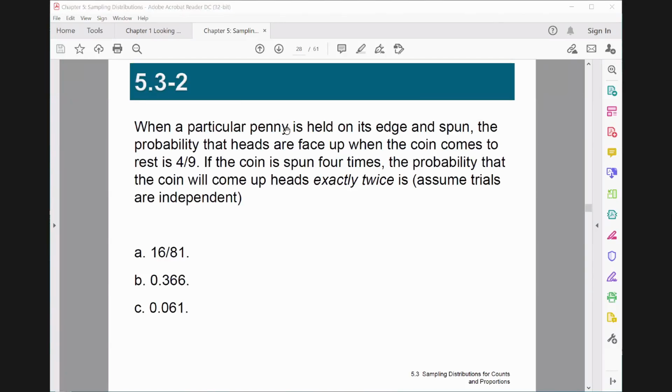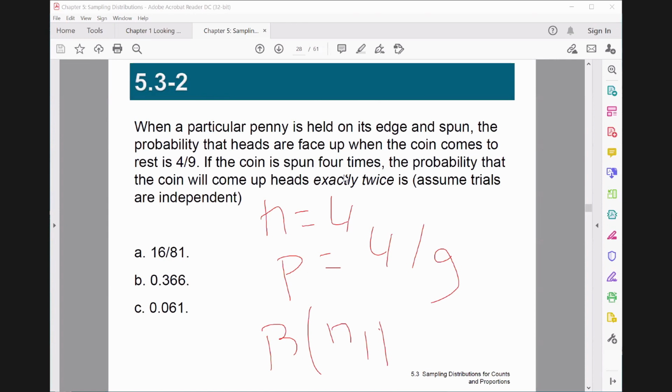Here we have a binomial distribution because the probability for each try is 4/9. That means we try to do this action 4 times, so n is equal to 4 and p equals 4/9. It's a binomial distribution with n and p. As you know, it's a binomial distribution.